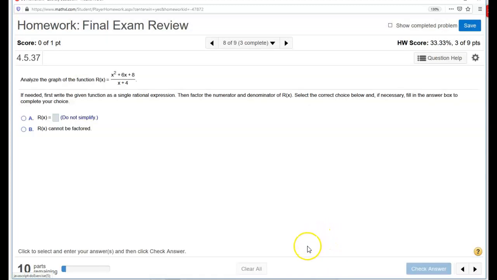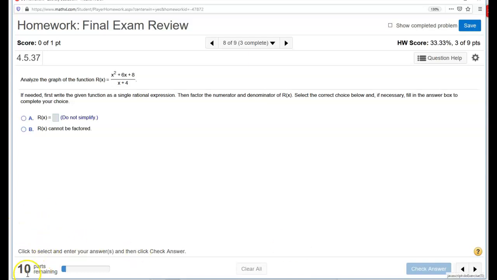Alright, not too bad. Next question says, analyze the graph of the function x squared plus 6x plus 8 over x plus 4. And if needed, first write the function as a single rational expression, then factor the numerator and denominator. Select the correct choice below, and if necessary, fill in the answer box to complete your choice.